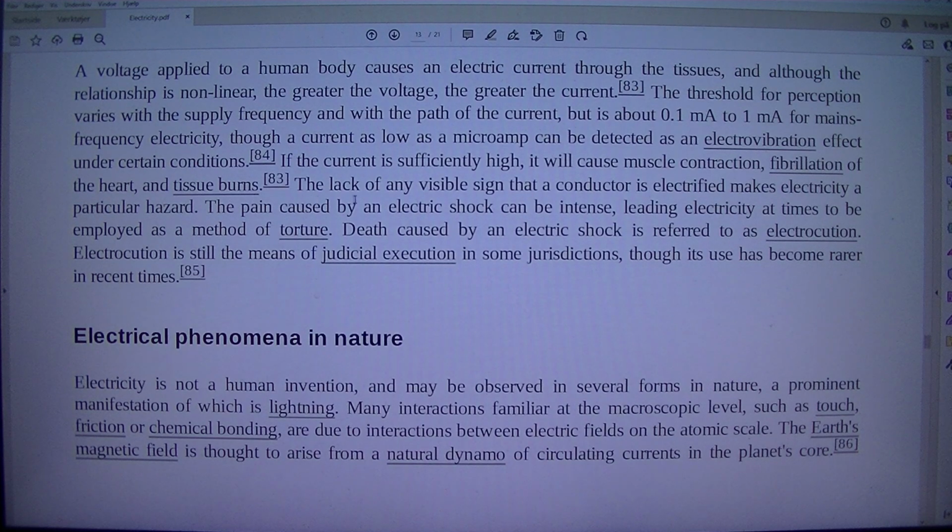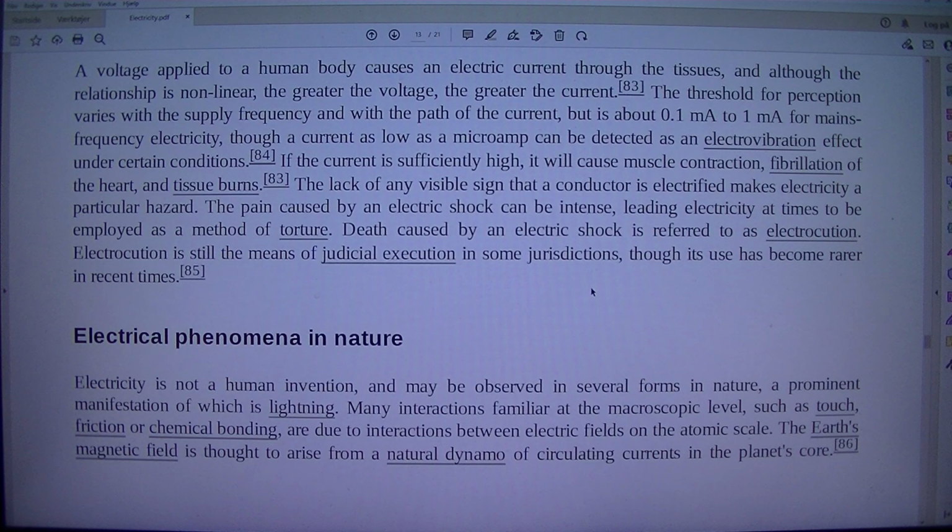The lack of any visible sign that a conductor is electrified makes electricity a particular hazard. The pain caused by an electric shock can be intense, leading electricity at times to be employed as a method of torture. Death caused by an electric shock is referred to as electrocution. Electrocution is still the means of judicial execution in some jurisdictions, though its use has become rarer in recent times.